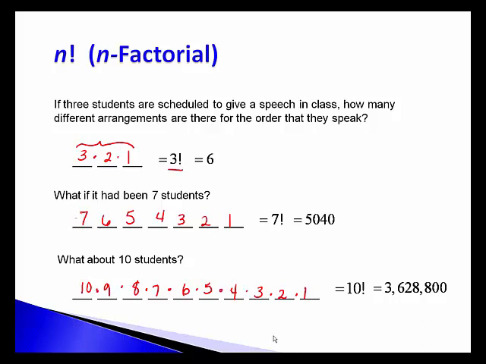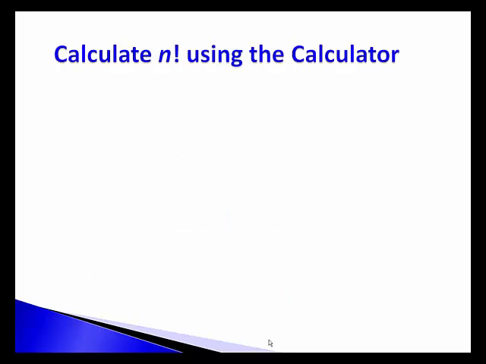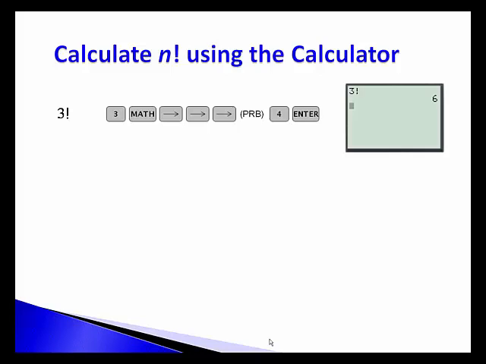What's nice about this now is the fact that we can calculate n factorial using your calculator. So if we want to calculate 3 factorial on the calculator, here are the steps you would use. You enter the 3, you go to Math, move to the right 3 times, and that will highlight the probability section. You then enter a 4, and you should see the exclamation point there, so that's what you're looking for, and then hit Enter. And that's exactly what you should see on your screen. When you enter, it will come back and give you 3 factorial.